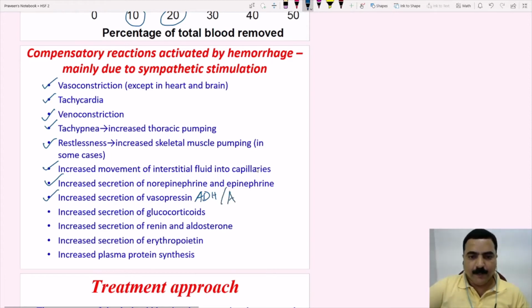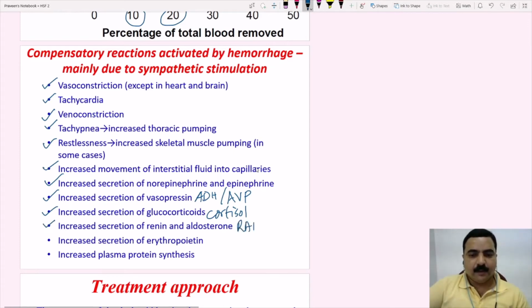Don't forget that AVP is another abbreviation for vasopressin, arginine vasopressin, or the ADH. Increased secretion of glucocorticoids, which is cortisol. The role of cortisol is to maintain the blood glucose level. When the heart and the blood supply are reduced, you need to maintain the blood glucose level, so cortisol helps for that, and it's also a stressful scenario. Then increased secretion of renin and aldosterone, the RAS system. That's a very important system.